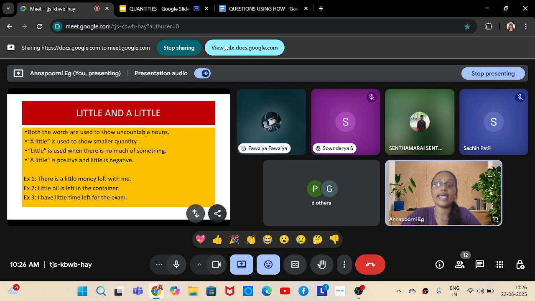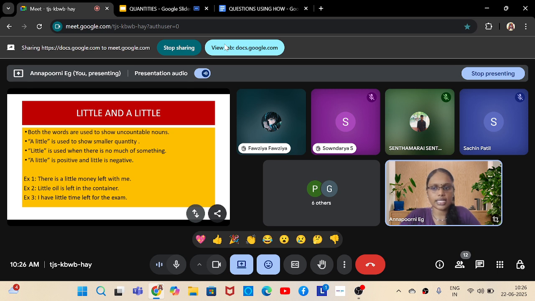So there is a little money left with me. Very good. So here you can see a little is a positive word. If one word is positive, the whole sentence will be positive. Similarly, if one word is negative, the whole sentence will become negative. Just like in a group of friends, if one person is a poison or one polluting friend is there, then the entire gang will become polluted. Similarly, if there is one negative word or one positive word in a sentence, then the entire sentence will become positive or negative according to the word.